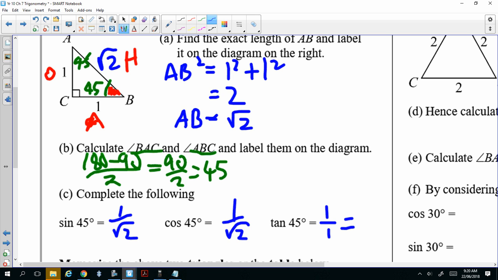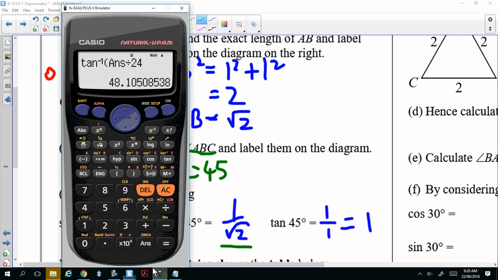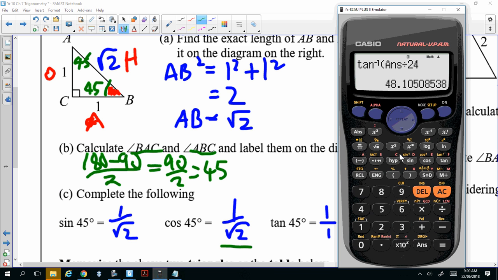We call this the exact value because it's exactly equal to 1 on root 2. Now, what if you want to check on a calculator? If you do sine 45, it does not give you 1 on root 2. It gives you 0.707. But is that 1 on root 2? We could try 1 over root 2. See, it's exactly the same. But your calculator doesn't give you that. That's why we have to learn this. And if you do tan 45, you also get 1, as we expect. So we've got these 3 values so far.